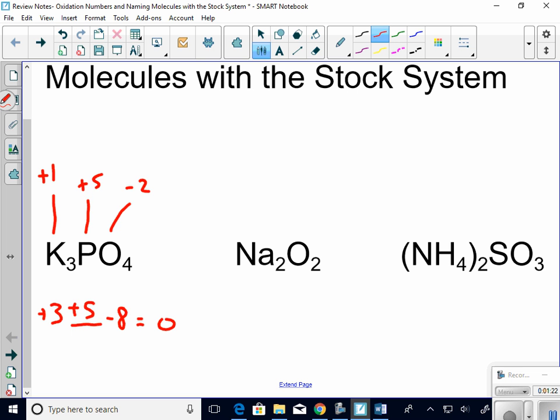Now here is sodium peroxide. I threw this one in there. Do I have a peroxide? Yes, I do. So when I have that peroxide, oxygen's going to be a minus 1, correct? What is the charge of sodium? Plus 1. So now I have my oxidation numbers for sodium peroxide.